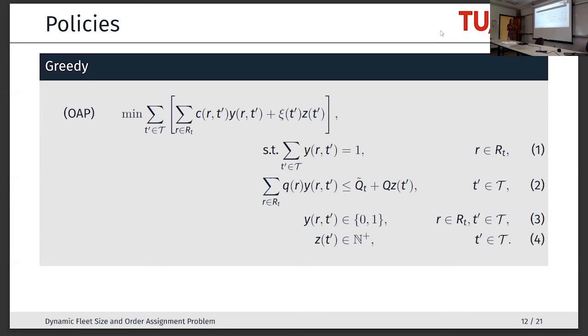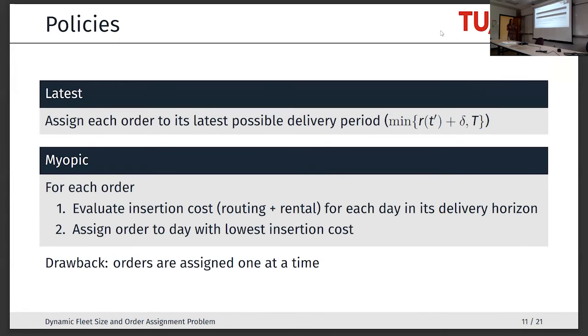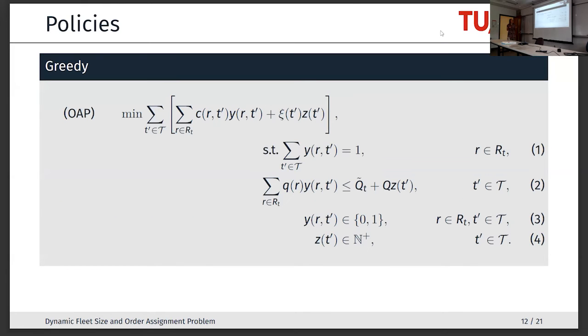We have C_r(t') here, which is simply the insertion cost that we computed for each request. And we want to minimize the total sum of insertion cost plus the rental cost incurred, such that each request is assigned to exactly one delivery day. And this is like a capacity constraint. So if this would be larger than the remaining vehicle capacity, we need to rent additional vehicles to increase the capacity. And the assignment decisions are binary and the rental decisions are integer.